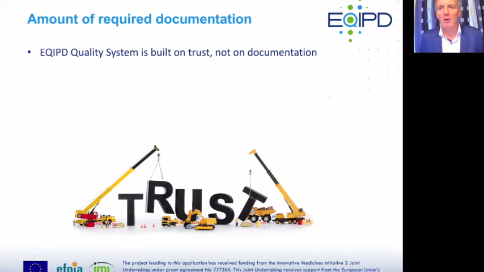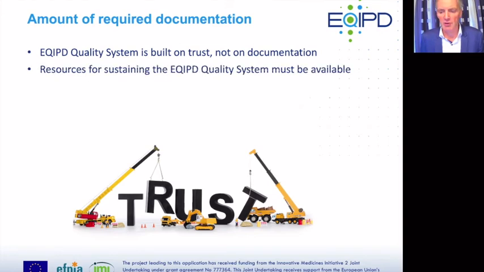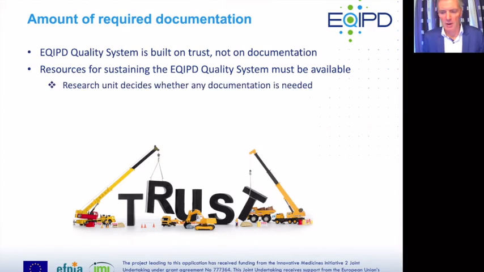For example, there's a frequent question: how much documentation does eqipd require? The answer is simple. For eqipd, documentation is nothing else but just one way to make sure that the requirement has been addressed. For example, one core requirement that is typically addressed at the very end reads, resources for sustaining the eqipd quality system must be available. For eqipd, in this case, it's not the documentation that's important, but that lack of resources should and cannot be used as an argument for not following research best practices.